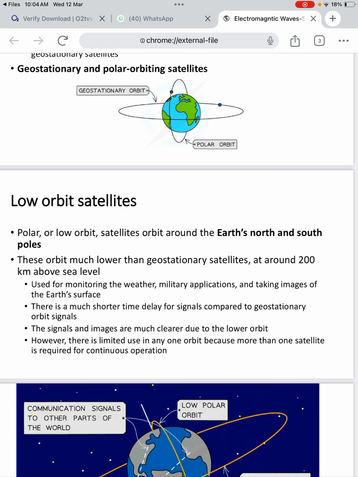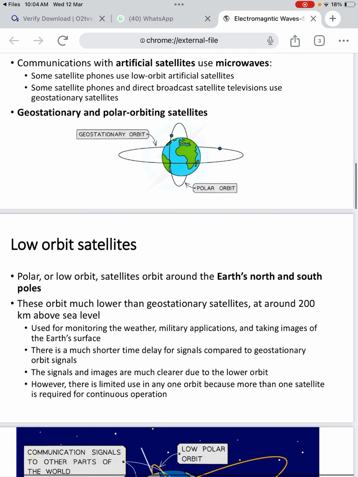The signals and images are much clearer due to the lower orbit. Because these satellites are nearer to the surface of the Earth, they take better, more high resolution pictures. However, there is limited use in any one orbit because more than one satellite is required for continuous operation. So when using polar or low orbits, we cannot use just one satellite. We have to launch many of them into space, because having just a few, they will not work well because they are too near to the Earth. It means that they don't have access to other areas of the Earth.